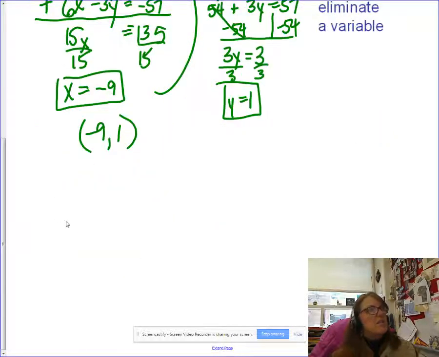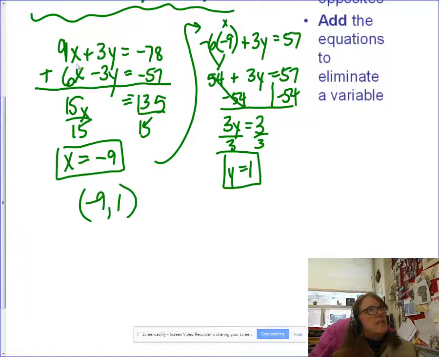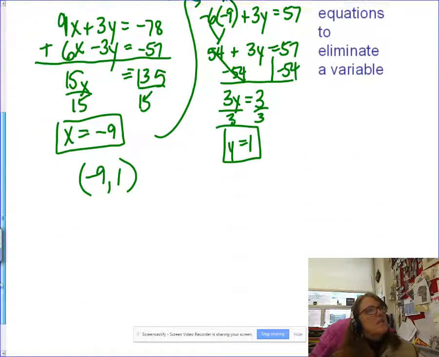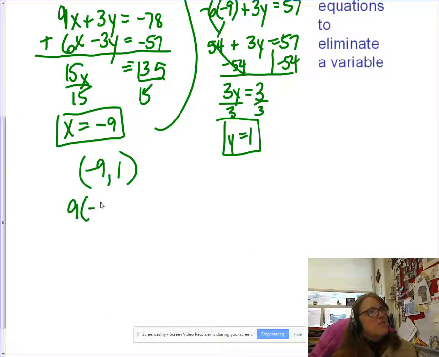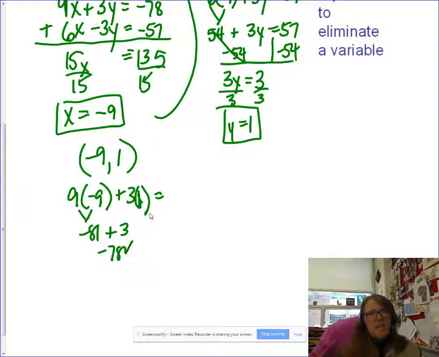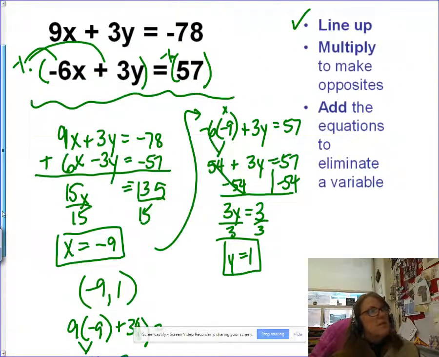So let's see if that's really the truth. Okay? 9x plus 3y equals -78. So let's plug that in. 9x plus 3y, oops, and y is 1, equals, let's see what happens. I'm supposed to get negative 78. This gives me negative 81 plus 3. Yes! Don't trust that it worked in one, so therefore it's a complete gimme.